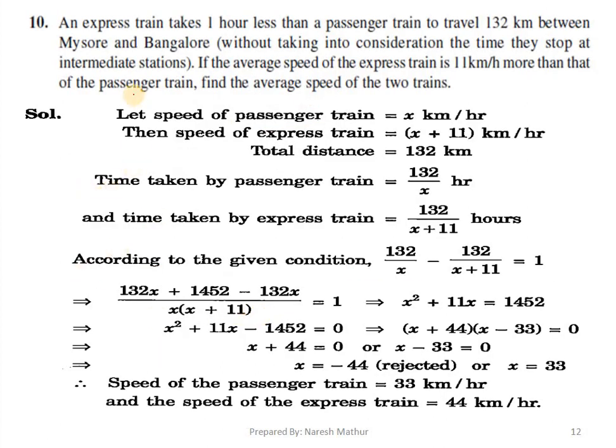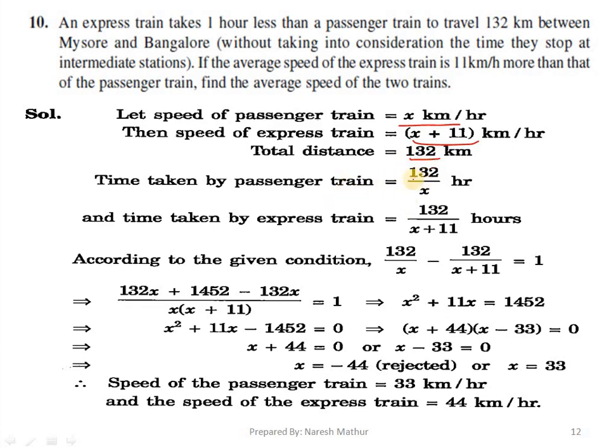Again we have a problem based on distance, speed and time. An express train takes 1 hour less than the passenger train to travel 132 km between Mysore and Bangalore. If the average speed of the express train is 11 km per hour more than the passenger train, we need to find the average speed. Let the speed of the passenger train be x km per hour and the speed of the express train will be x plus 11. Total distance is given as 132 km.